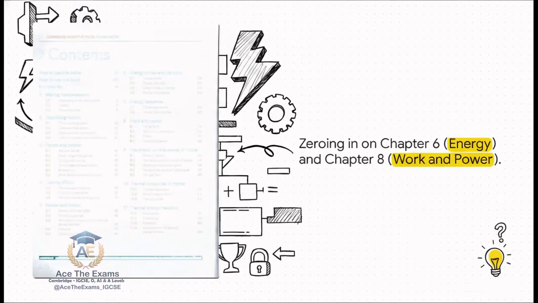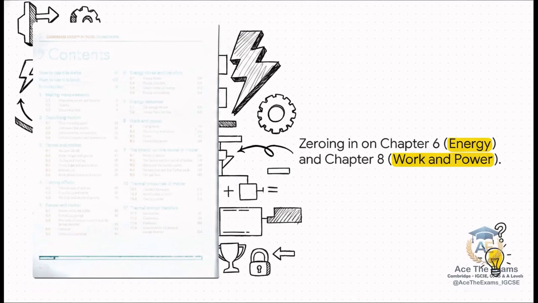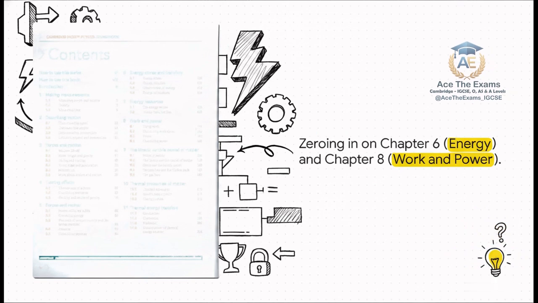Okay, let's dive into this. Here is the exact Cambridge syllabus contents page from our source material. Notice exactly where these traps live. We are zeroing in directly on Chapter 6, Energy Stores and Transfers, specifically Sections 6.1 through 6.4. That covers energy stores, conservation, and energy calculations.